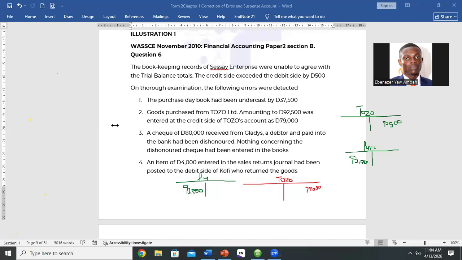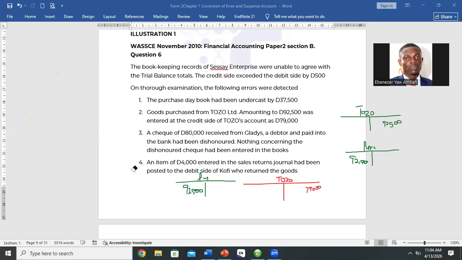So you see, when you see the error, right, you always have to determine what the right thing is. That's why I use green pen here. And then you come and look at what the error is. Then you can make better analysis. Let's go to the third one.